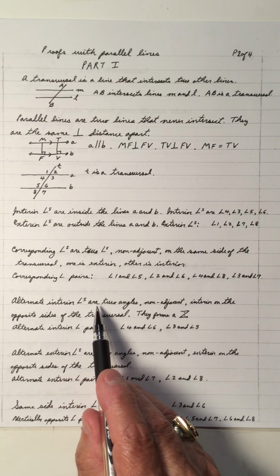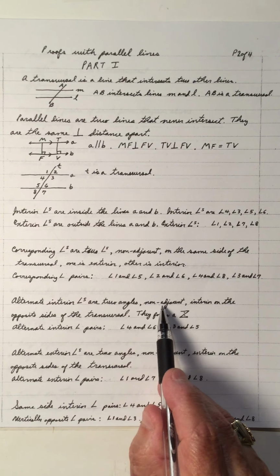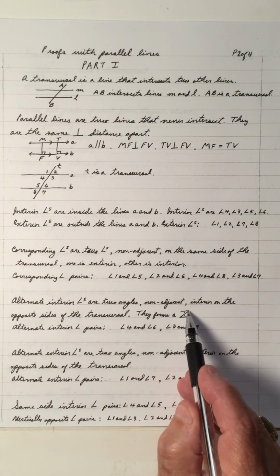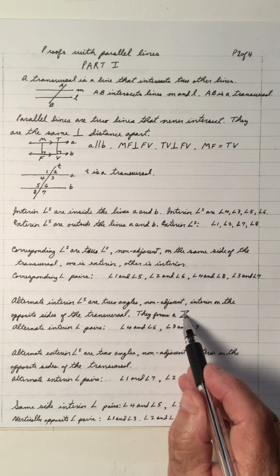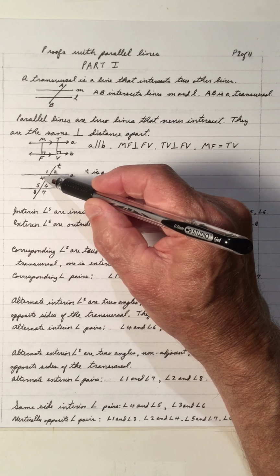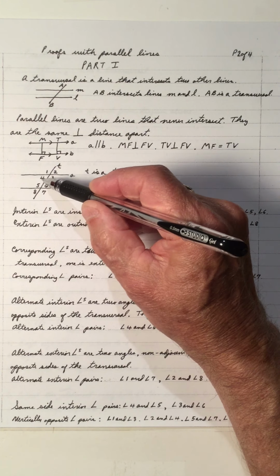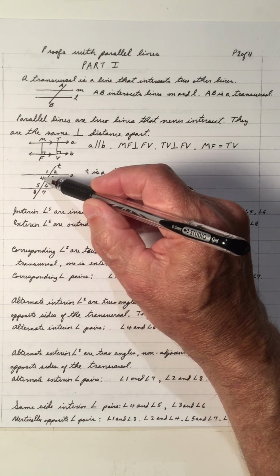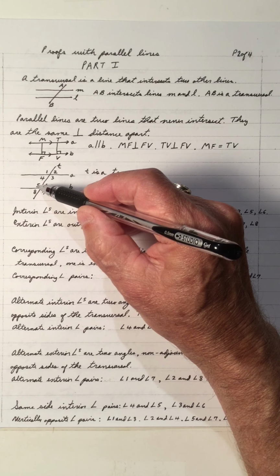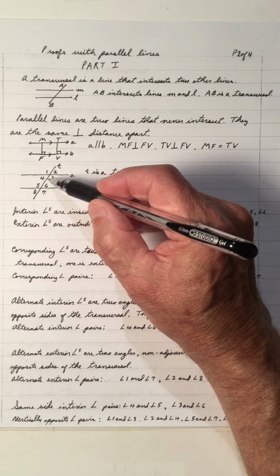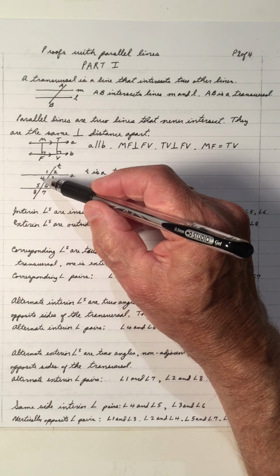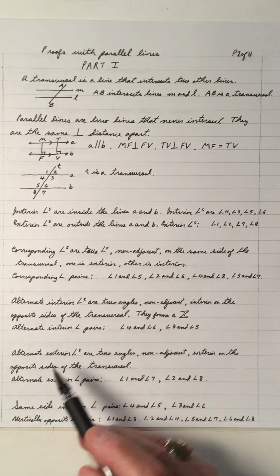Alternate interior angles are two angles, non-adjacent, interior on opposite sides of the transversal. They form a Z. Let me explain. Alternate interior angles are interior angles on opposite sides of the transversal. So 3, 4, 5, and 6 are interior, but they're on opposite sides. So 3 and 5 are alternate interior. Alternate means move across the transversal. 4 and 6 are alternate interior, moving across the transversal.